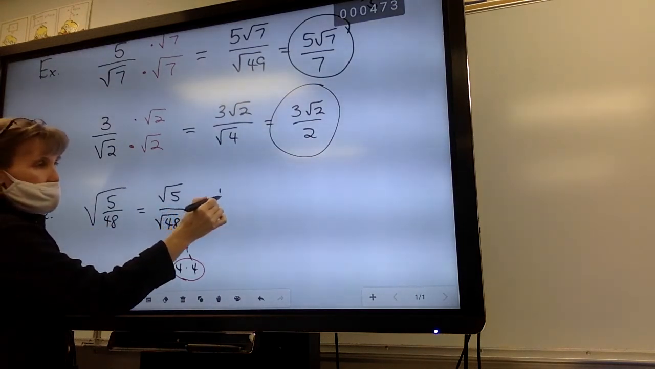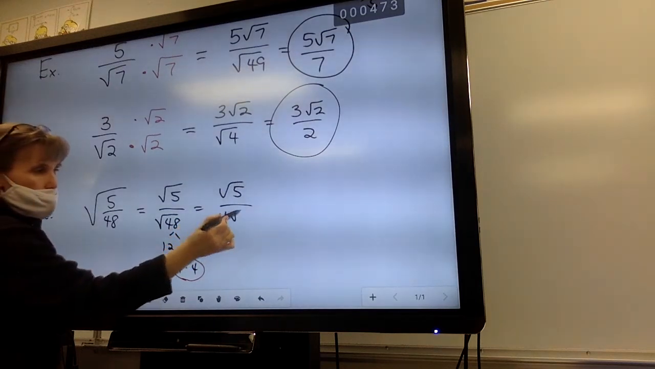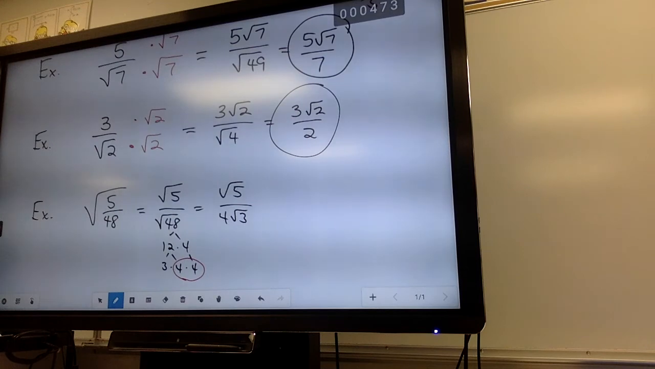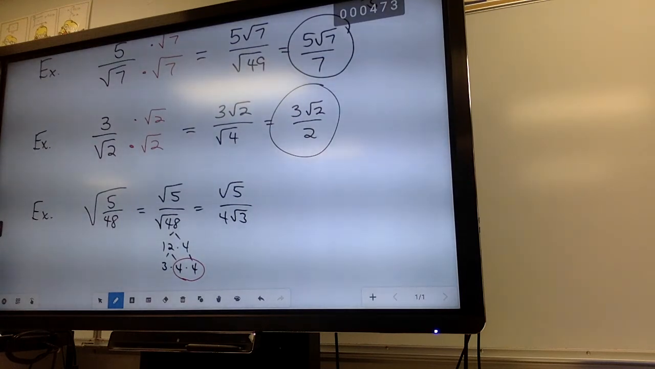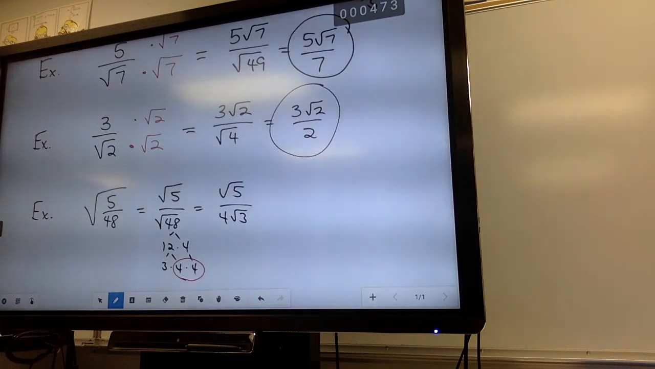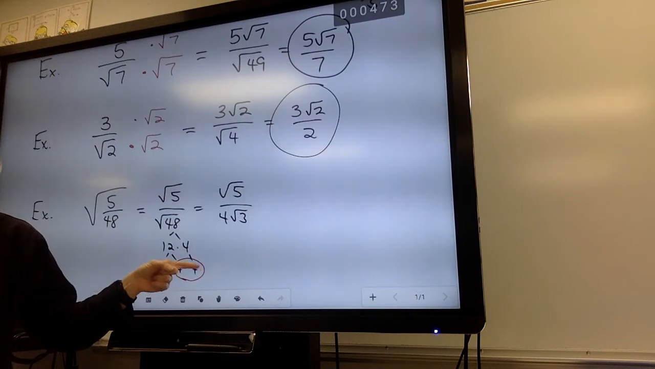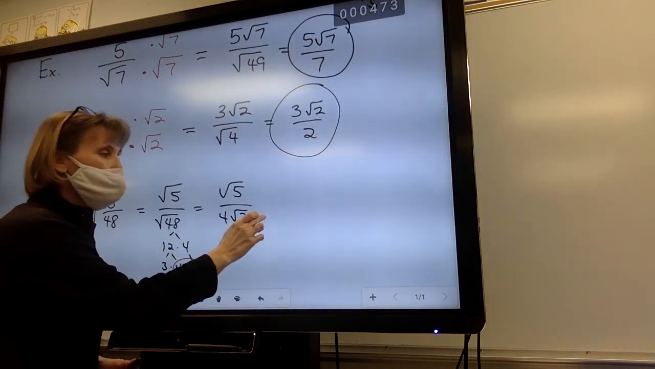So I can say this is the square root of 5 over. The 4 is going to come out, and the 3 has to stay under. By simplifying it, you have smaller values that you get to work with. So there is some advantage to doing it now. Now, I need to get rid of the square root part. So what would I multiply by? Just the square root of 3 is all you have to multiply by.